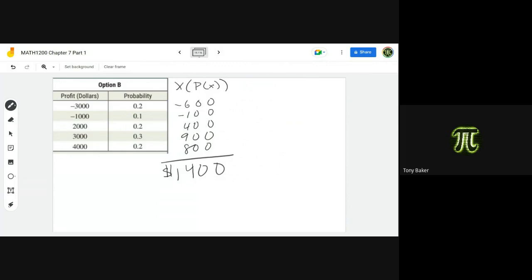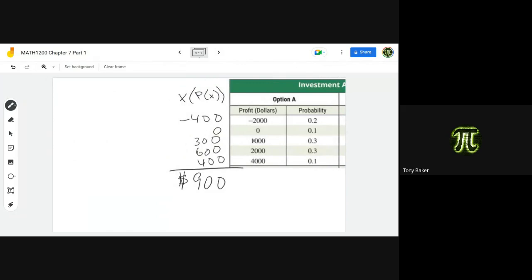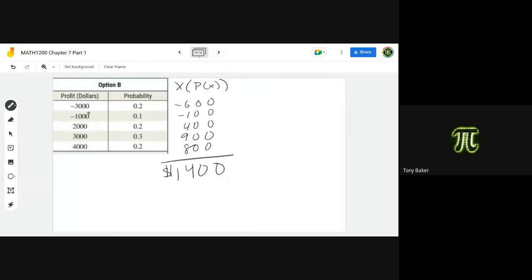But that's in the long run. In option A, you could lose $2,000, but that's the only loss, right? The rest of them, you're either gaining or losing nothing. Option B, it's losing 3,000, losing 1,000, or making money. So there's more options of you losing money in option B than option A, but you're going to make more money as well. So, yes.